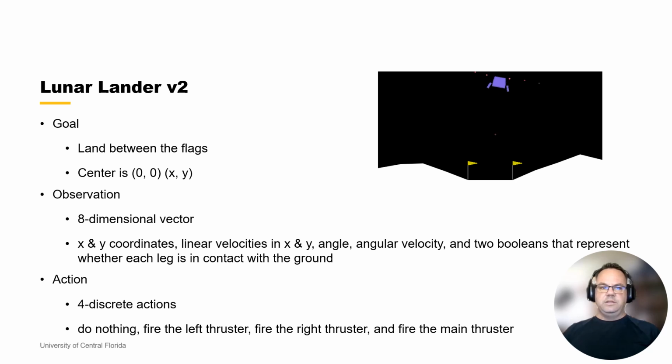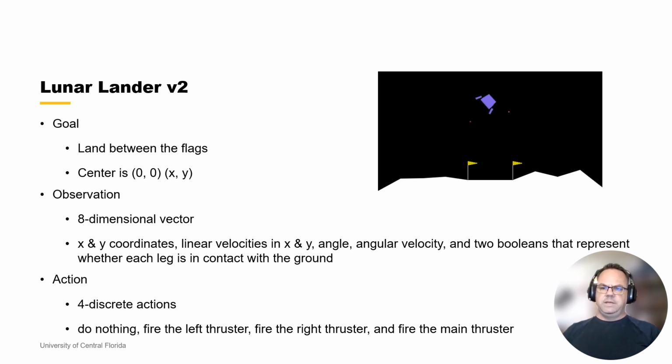Looking more specifically at Lunar Lander version 2, which was used for this assignment. Lunar Lander version 2 has a goal. The primary objective of the Lunar Lander environment is straightforward yet challenging: to safely land the lunar lander between the flags. The target landing zone is centered at the coordinates 0, 0 in the X and Y plane. Successfully landing close to this center point without crashing is key to maximizing the score.